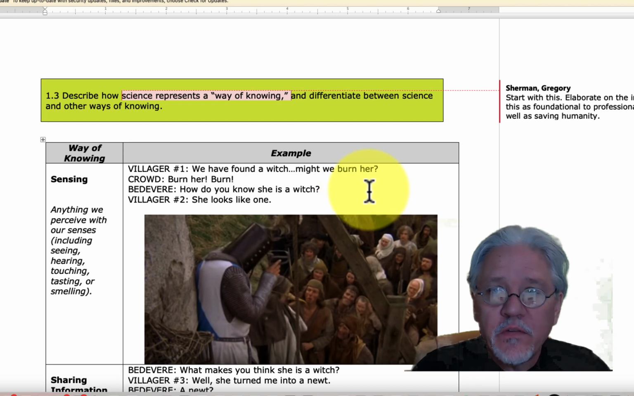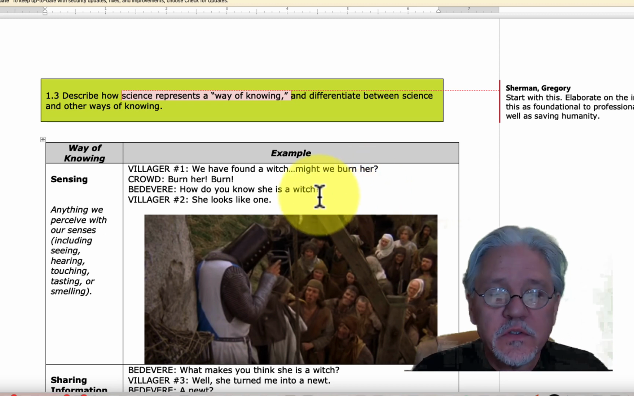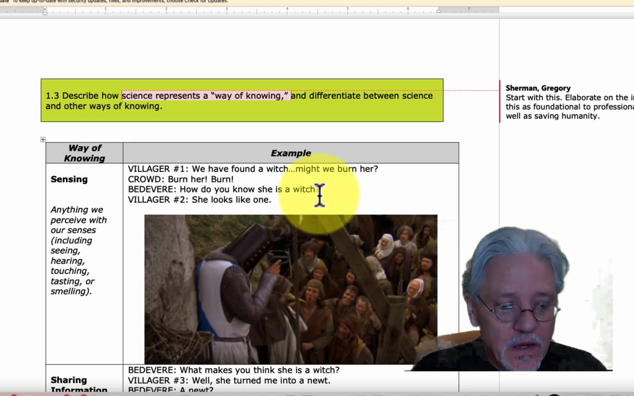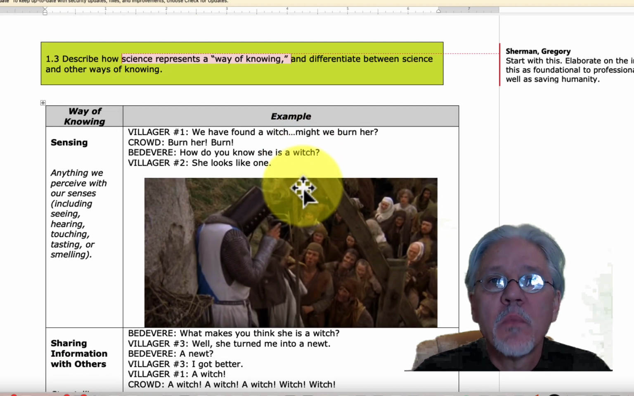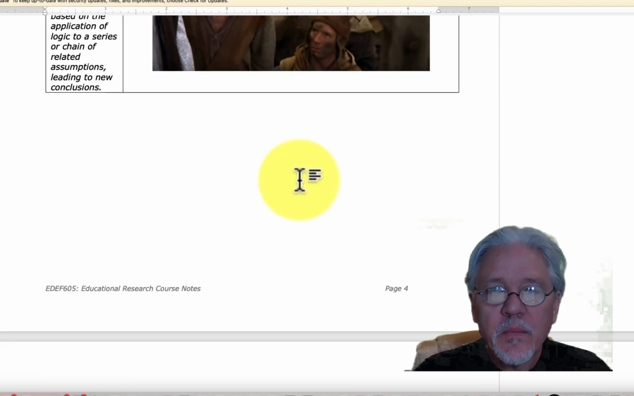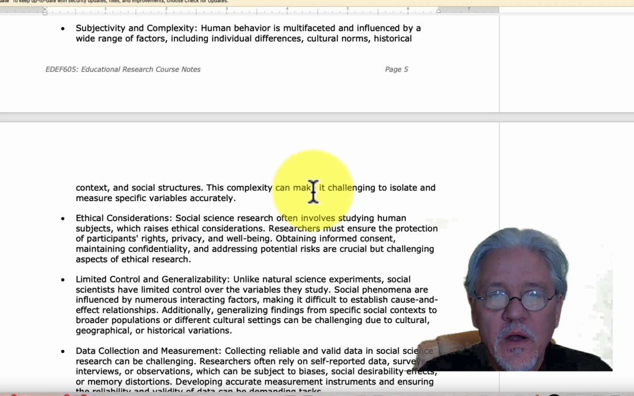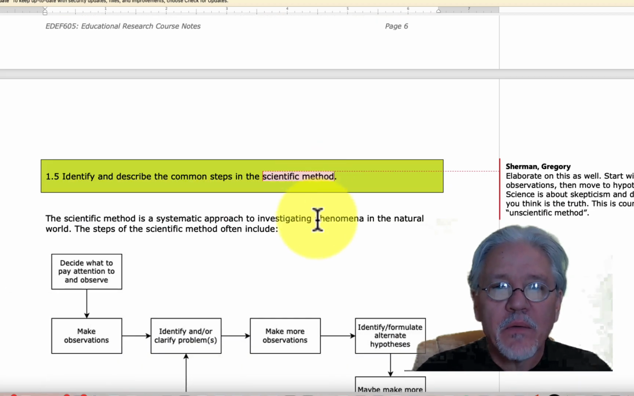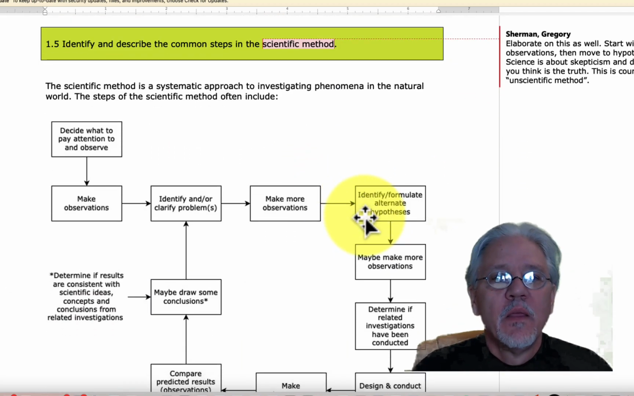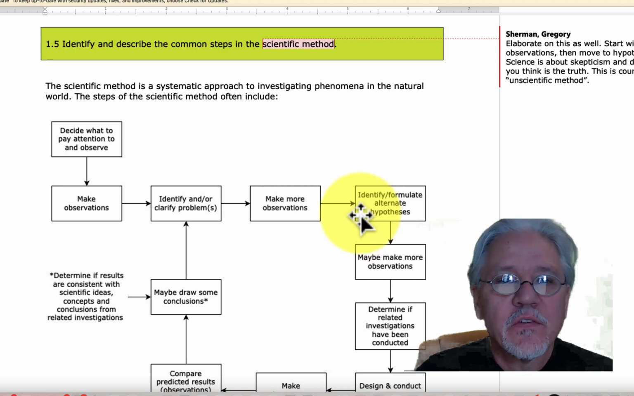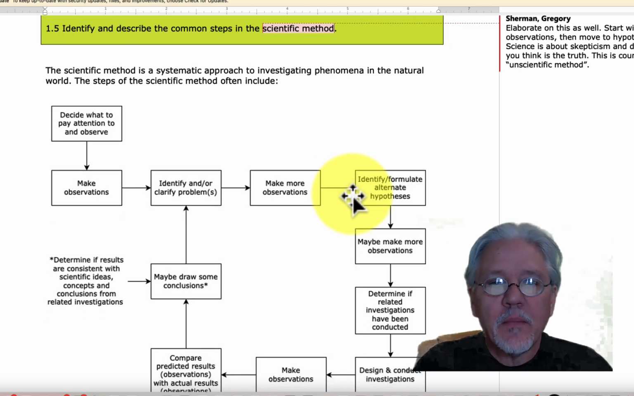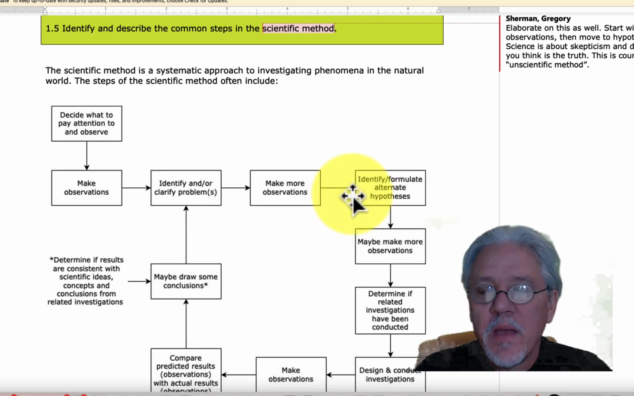So this is just really, really important, and hopefully it's something that you're learning more about in this class. I'm going to scroll through this and get to another note I wanted to say about science, and that was Objective 1.5, which asks you to identify and describe the common steps in the scientific method.